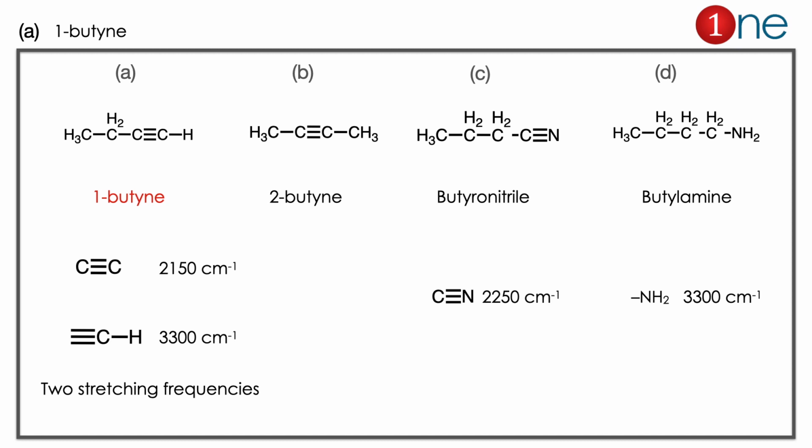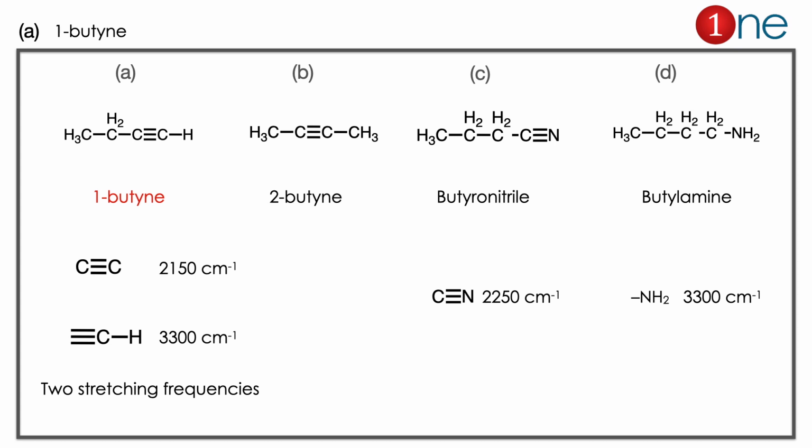Here A is the correct answer because it can have two higher values because it has a C triple bond C and an alkynic hydrogen. C triple bond C comes at 2150 and hydrogen will come at 3300. Two stretching frequencies above the usual values because of multiple bonds. The alkynic hydrogen is higher because of its polarity.